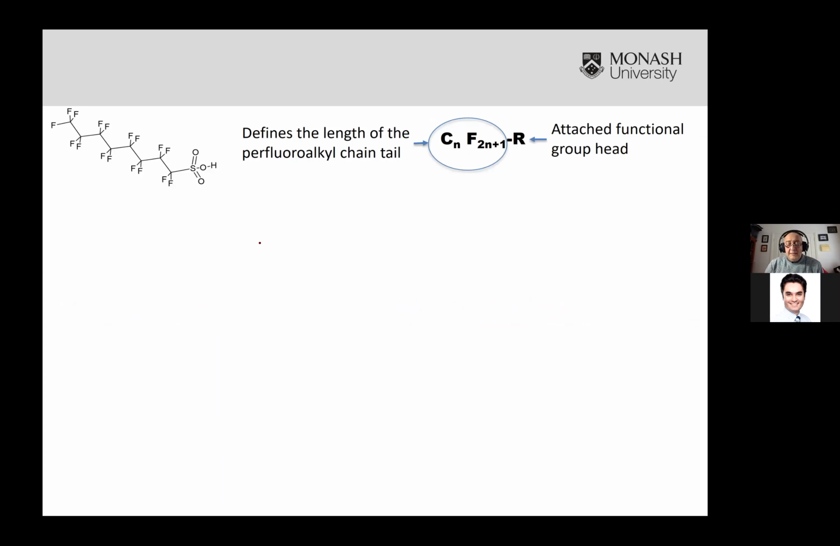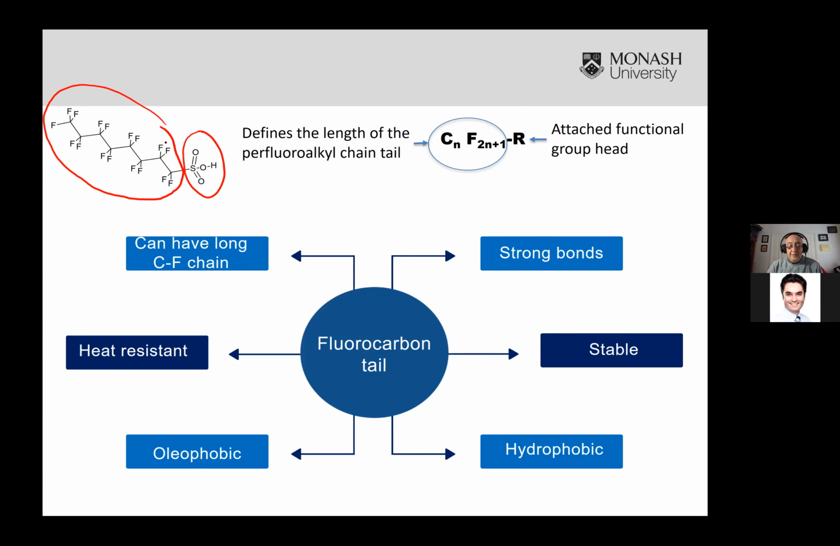Now, PFAS have a very peculiar molecular structure. They have a very long chain tail, which is a fluorocarbon chain, CF chain, and then they have a functional head. And this functional head can be either anionic or cationic or zwitterionic or non-ionic. It depends. But that's the one that will react. So this long chain has specific properties.